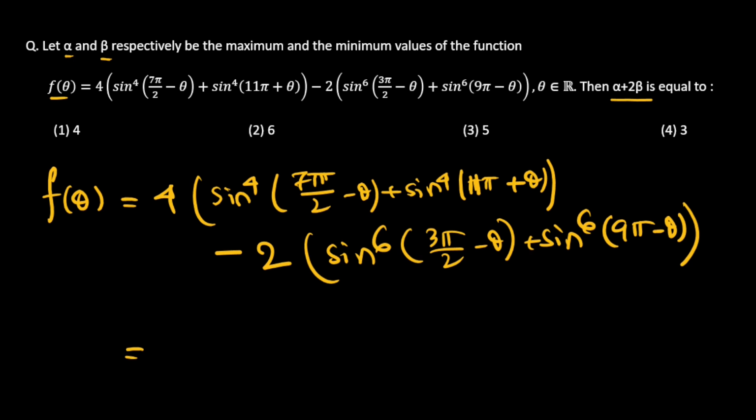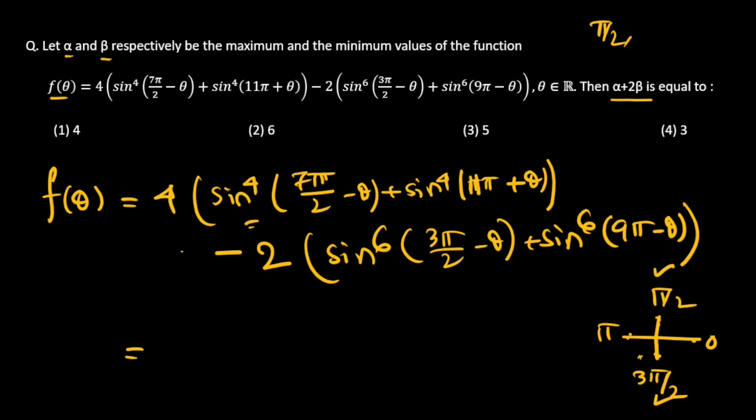So we know that sine and cos change at multiples of pi by 2. So we see that 0, pi by 2, pi, 3 pi by 2 are the axis points. So sine changes to cos and cos also changes. So for sine of 7 pi by 2: 1 pi by 2, 2 pi by 2, 3 pi by 2, 4 pi by 2, 5 pi by 2, 6 pi by 2, 7 pi by 2. So 7 pi by 2 minus theta.